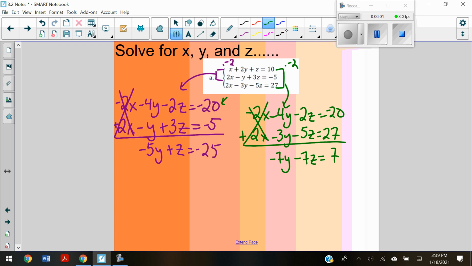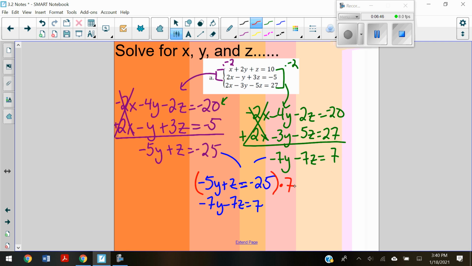So now I need to take my two equations that are the two variables, and I'm going to put them together. Now, if I look at them, I can see which variable I want to eliminate. Some people don't see it and might need to write it down, but I get negative 5y plus z equals negative 25, and negative 7y minus 7z equals 7. All right, so in this, you are going to want to eliminate your z, because you have that plain z there all by itself. So I'm going to go ahead and multiply that top equation by a 7.